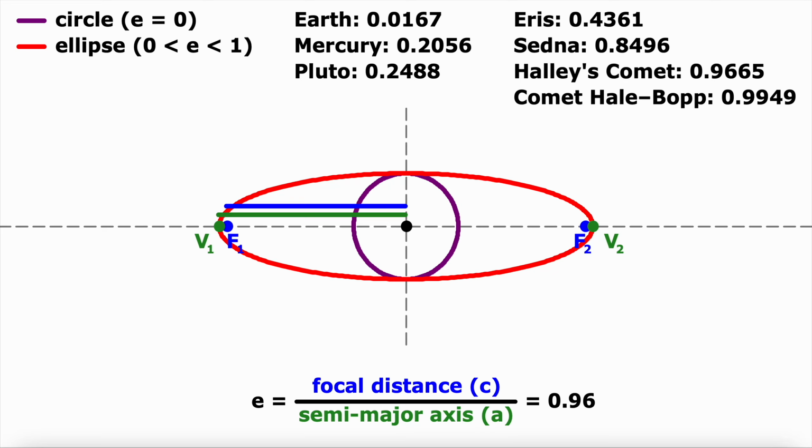Comet Hale-Bopp also has a highly elongated elliptical orbit with an eccentricity of about 0.9949. Comet Hale-Bopp's orbit is so elongated that it takes about 2,533 years for the comet to complete one orbit around the Sun.